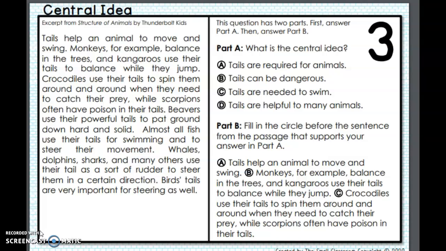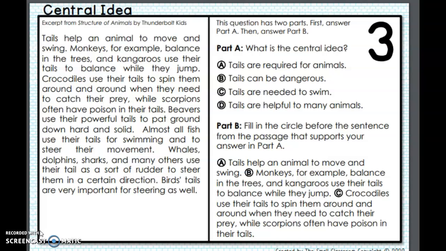Remember, there are 4 ways that we can find a main idea. First is title and heading. Second, pictures and captions. Third, repeated words. And fourth, the first and the last sentence. So we don't have any pictures or captions or title and headings here. So we're going to have to depend on the repeated words and the first and last sentence to help us find our main idea.